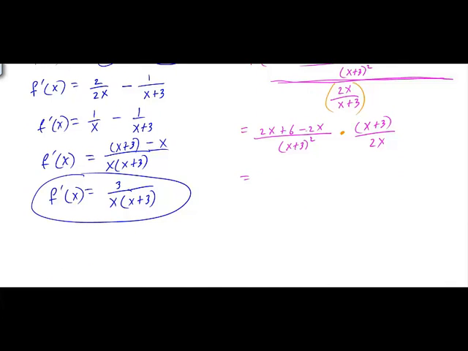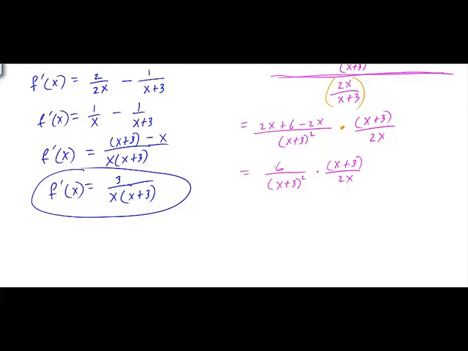So now we have 2x minus 2x, so we're left with 6 over x plus 3 squared. And this is still going to be multiplied by the x plus 3 over 2x. And at this point, we can see that the 6 and the 2, 6 divided by 2, that would give us a 3 on top. The x plus 3 on top will cancel one of the x plus 3's on the bottom, so we'll still be left with x plus 3, and then we still have the x. So notice once again, we have the exact same answer as before.